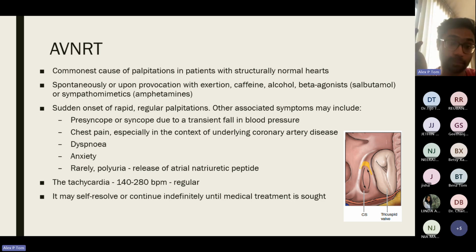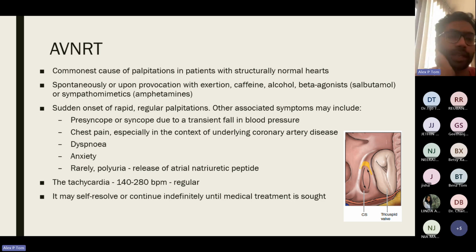So how would patients present to you? Patients would present to you with a syncope or pre-syncope, chest pain, dyspnea, anxiety, and then some patients will complain of an incident of passing quite a lot of urine, basically because of the release of atrial natriuretic peptide. So you might hear the history of a polyuria also.